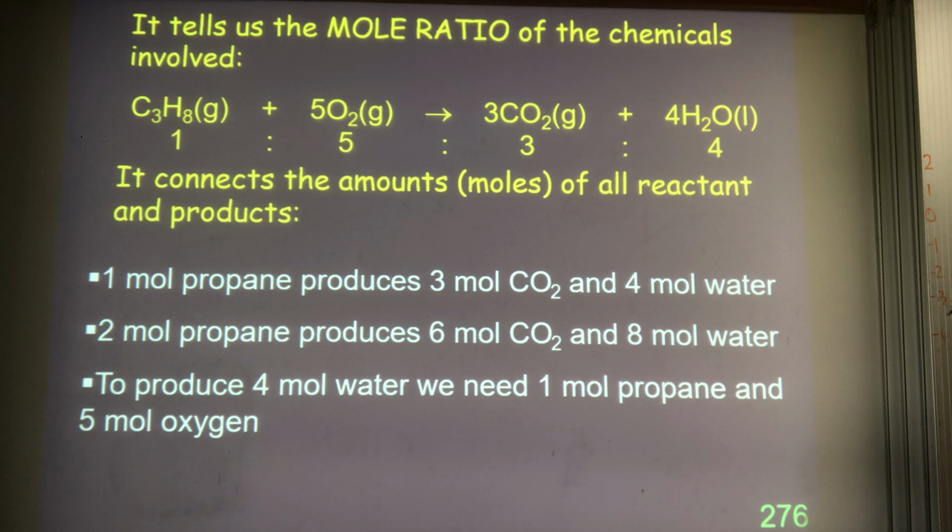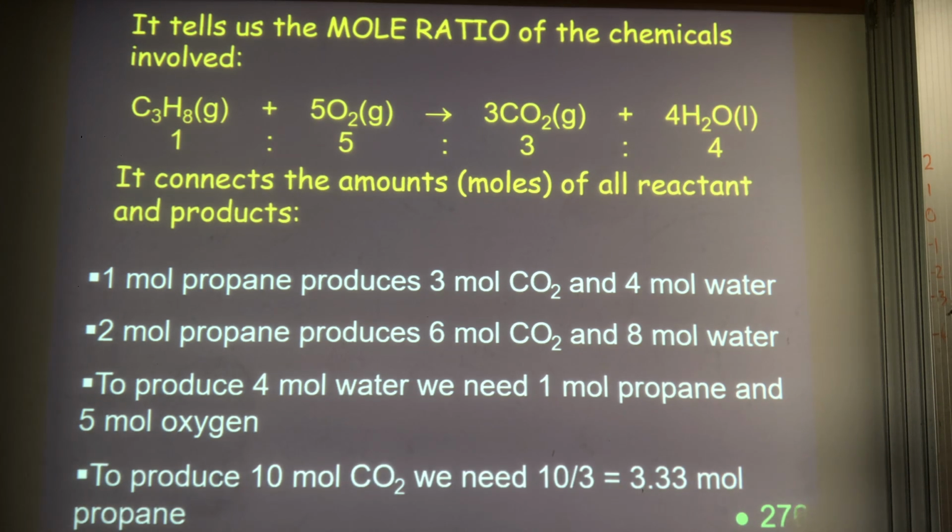And they don't have to be the exact numbers that we've got in the equation. If we need 10 moles of carbon dioxide, well, we know that there's always 1/3 the amount of propane needed. So if we need 10 moles of carbon dioxide, it's going to be 1/3 of 10, 3.33 moles of propane required. Always going to be in that 1 to 3 ratio.